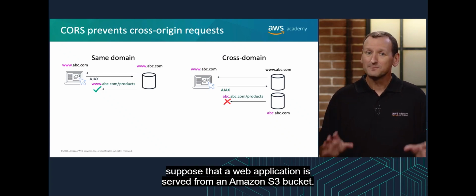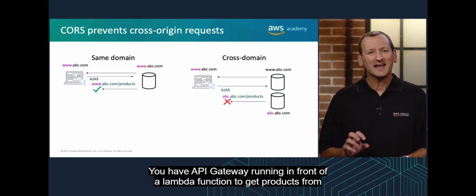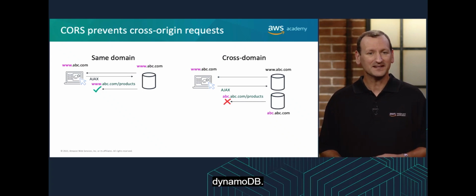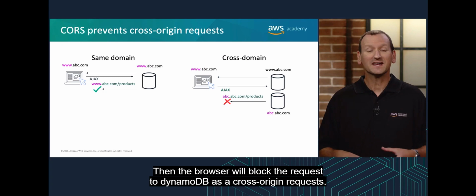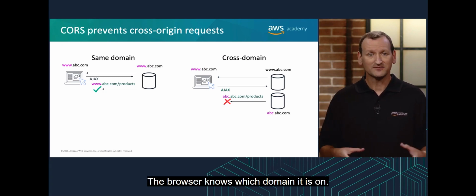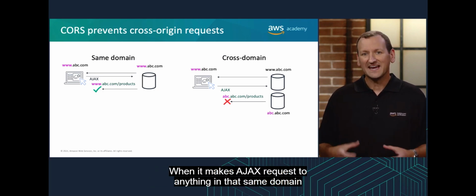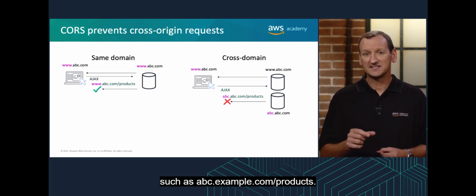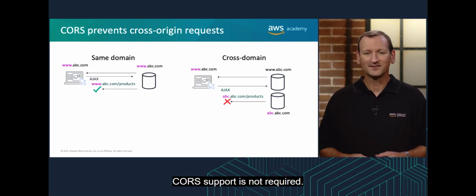For example, suppose that a web application is served from an Amazon S3 bucket. You have API Gateway running in front of a Lambda function to get products from DynamoDB. Then, the browser will block the request to DynamoDB as a cross-origin request. The browser knows which domain it is on, for example, abc.example.com. When it makes AJAX requests to anything in that same domain, such as abc.example.com/products, CORS support is not required.